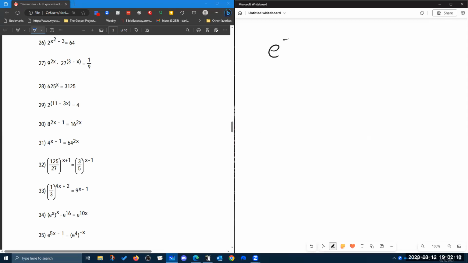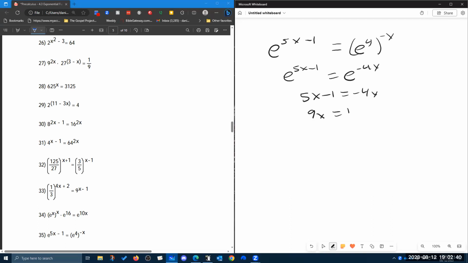E to the 5x minus 1 equals e to the 4th raised to the negative x. So e to the 5x minus 1 equals e to the negative 4x. 5x minus 1 equals negative 4x. 9x equals 1, and x is equal to 1/9.